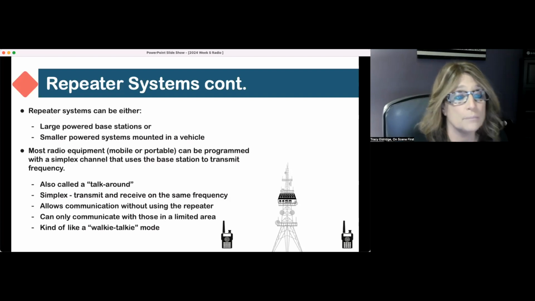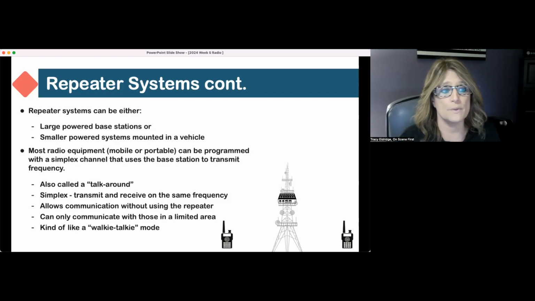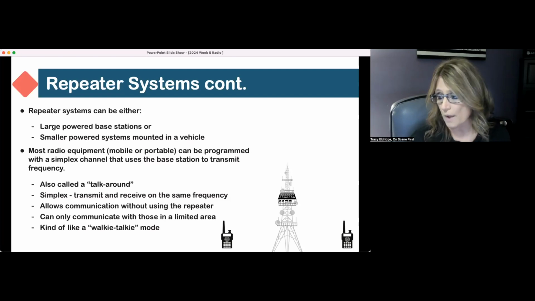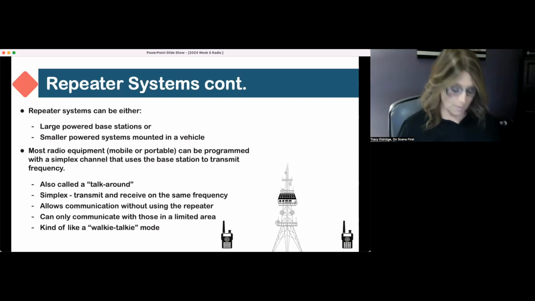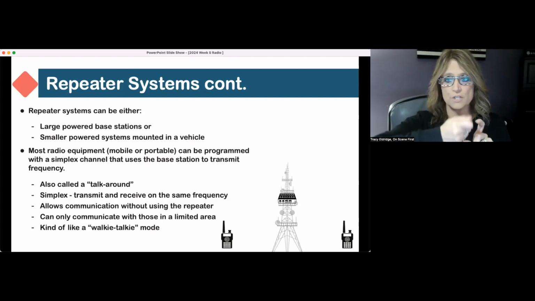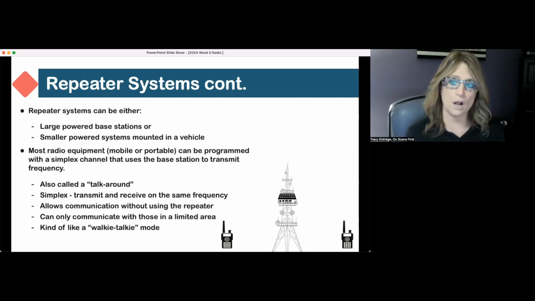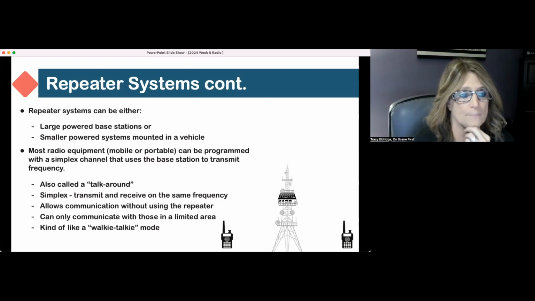Most radio equipment, both mobile and portable, can be programmed with simplex channels that use the base station to transmit the frequency. It's also called a talk around. So if you're on the fire ground and you don't want to excessively use a frequency that may be used by other departments, they can turn their channel and they can get on talk around. And what talk around does is it stops that transmission from going to the repeater and sending it a further distance. So it's only in a small geographic area.